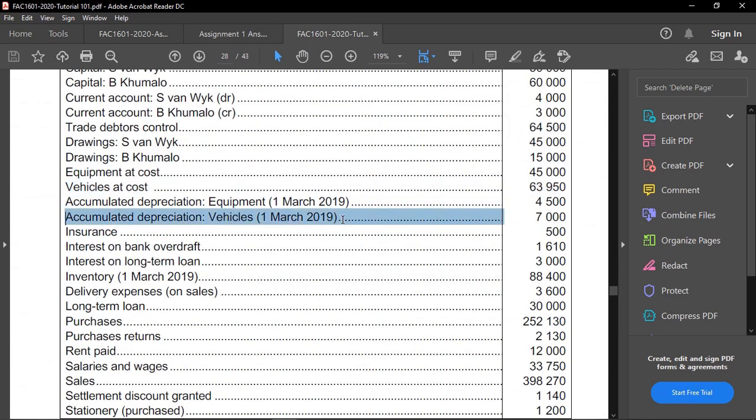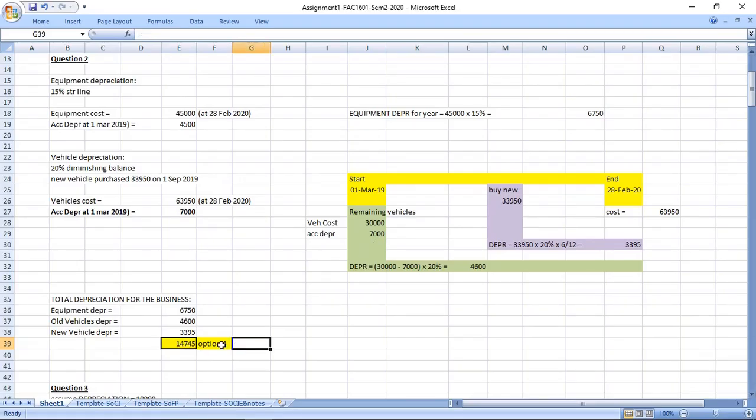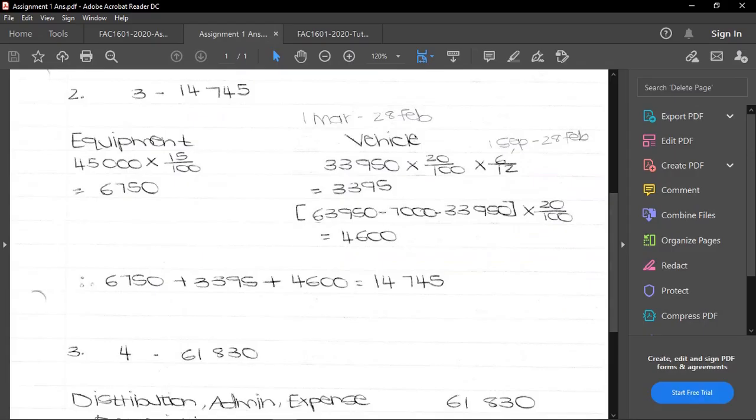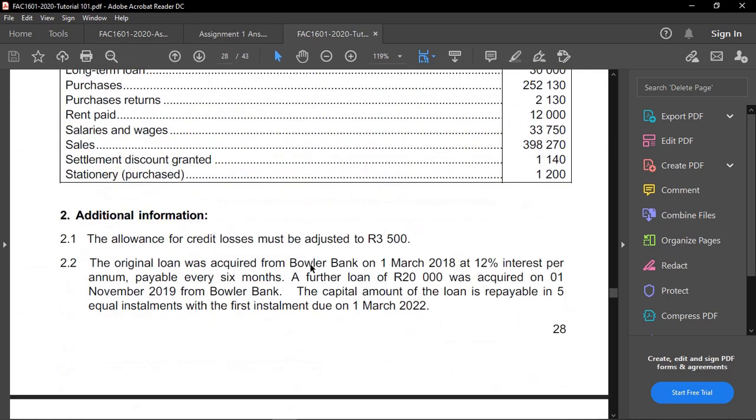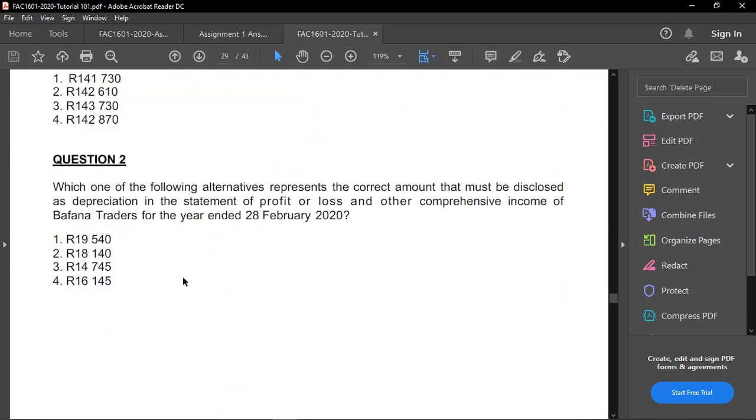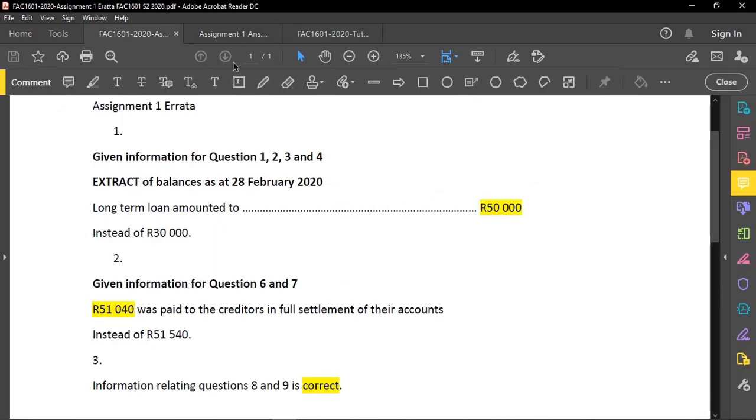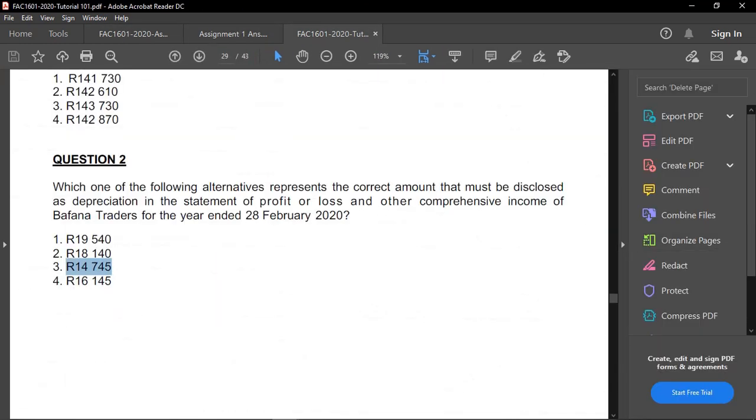If you look at this, this is the accumulated depreciation at the beginning of the period. You do have to take that into consideration with the existing vehicles, 100%. So that one we can update. Let's change this. What option was that? 3. Okay, let's go and check the rest. That was 3. Let's have a look. 14,745. Yes, great. Let's go back and go through the next one.